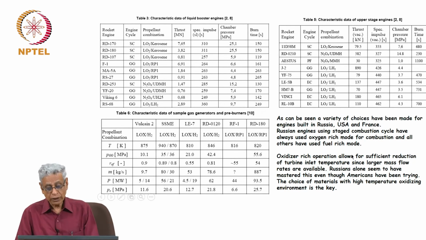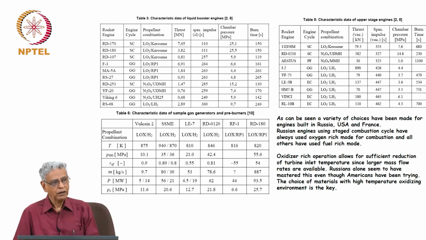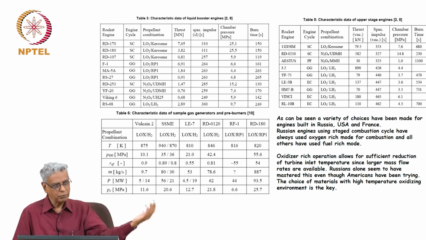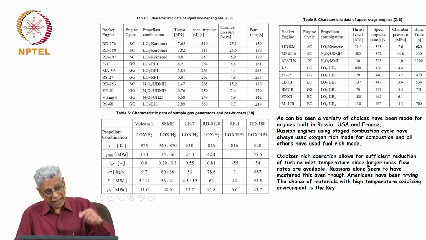The oxidizer rich operation allows for sufficient reduction of turbine inlet temperature since larger mass flow of oxidizer is available. Remember, the oxidizer to fuel ratio is in the range of 3 to 4 or 5. This is because the air to fuel ratio for kerosene is 15-16. Remove the nitrogen, and you will end up with 4 or 5. So, these numbers are consistent whether you are using air breathing engines or rocket engines. And turbine inlet temperatures can be achieved, and you can manage to run the turbine with the larger mass flow rates available because of the oxidizer being pushed in.